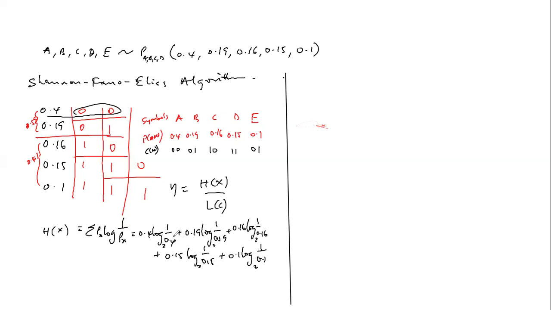So let's just explode this in case you want to punch your calculator. If your calculator doesn't resolve this in base 2, then in base 10 this is going to be 0.4 times log to base 10 of 1 over 0.4, divided by log 2 base 10, right? So you're going to do this for all of them, then add everything together, and our entropy, H of X, should give us 2.15 bits per symbol, right?